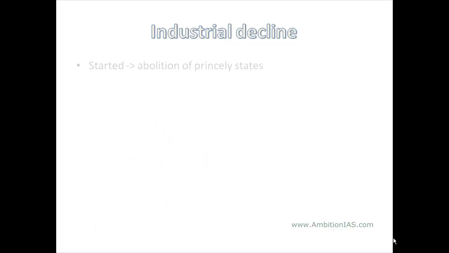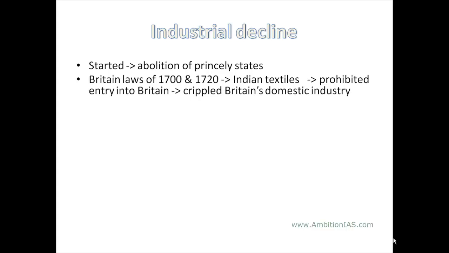We shall discuss the industrial decline post the arrival of the British. It started with the abolition of the princely states and subsequent wars which were fought by the British to consolidate their position in India. The British laws of 1700 and 1720 prohibited the entry of Indian textiles into Britain. This was owing to the contribution made by the Indian textiles, which eventually led to the crippling of Britain's domestic industry during those days.